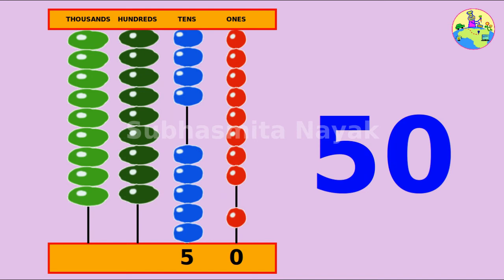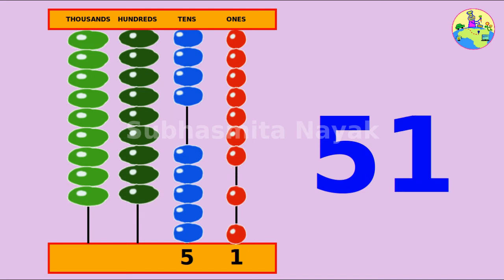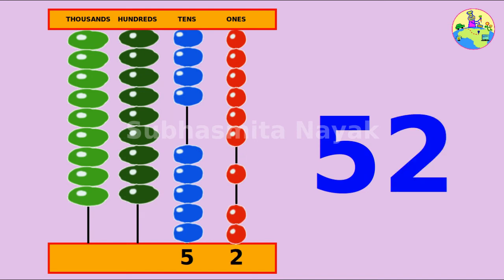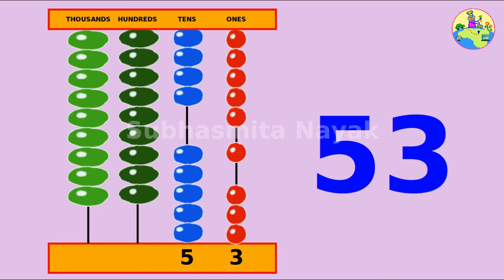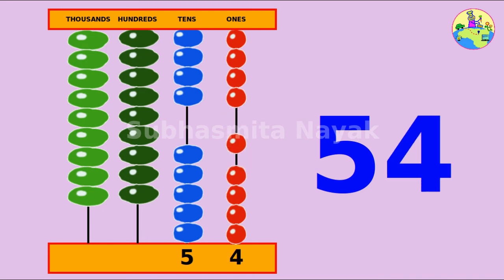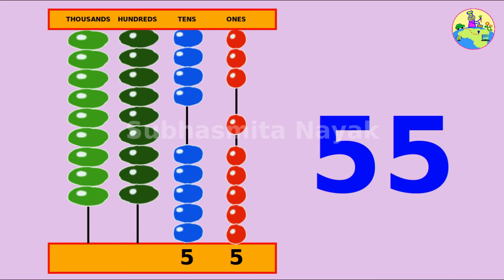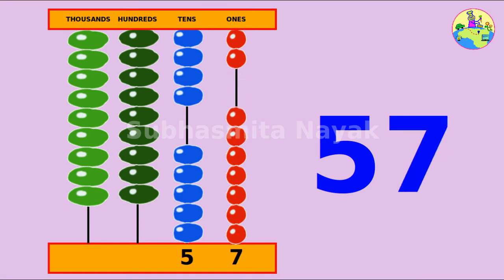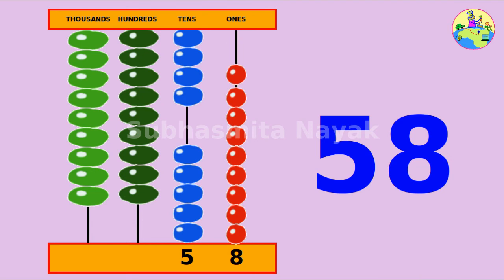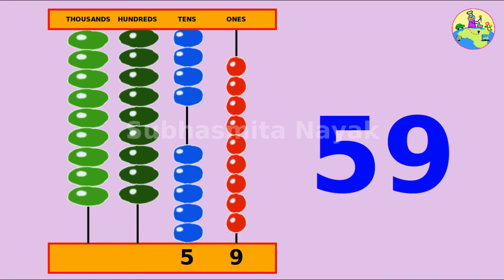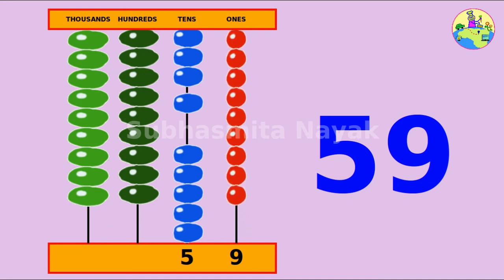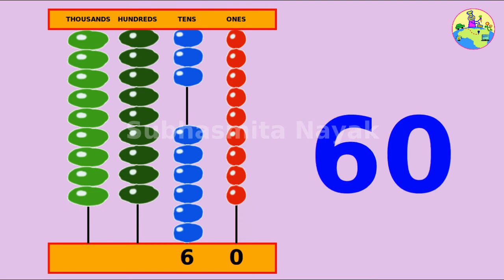This is 51, 52, 53, 54, 55, 56, 57, 58, 59. Now instead of 10 small beads, we will take one more big bead in tens place. So it is 60.